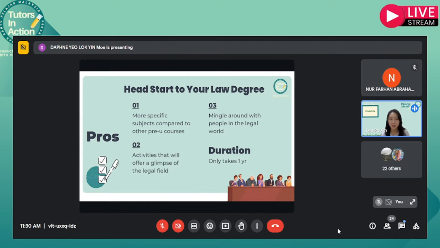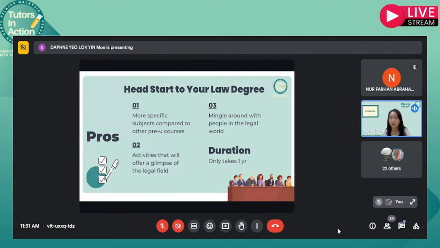The second one is that you can participate in activities that will offer a glimpse of the legal field. This is if you go and participate in extracurricular activities. So if you're not merely just studying, then you can take part in co-curricular activities, activities under the Law Society, mooting competitions. If you guys are interested, I can explain a bit about that maybe. If you take part in competitions, you'll get a chance to experience how it's actually like to draft written submissions as a lawyer.